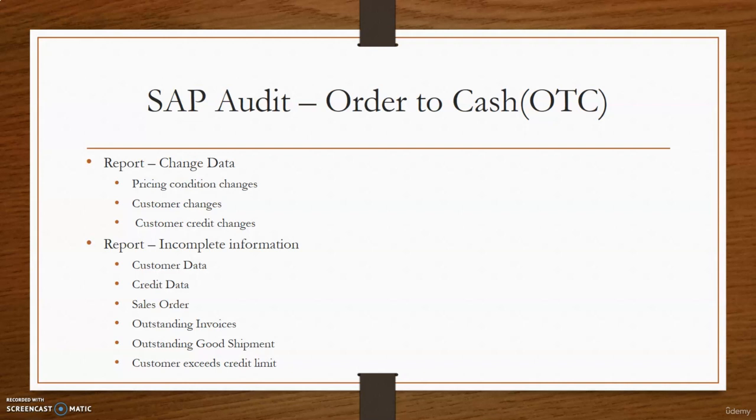So the next is billing awaiting posting to the general ledger. If you're using both the SD and FI modules in SAP, then you can look into it using the transaction VF03, and the program is SAPMV60A, which helps you to understand this.